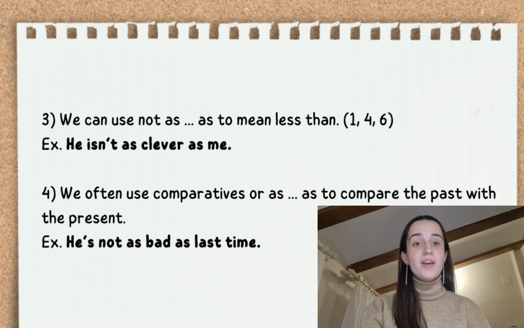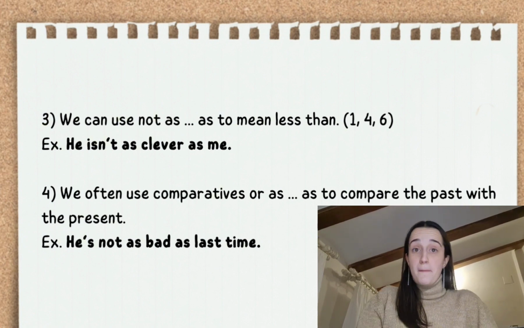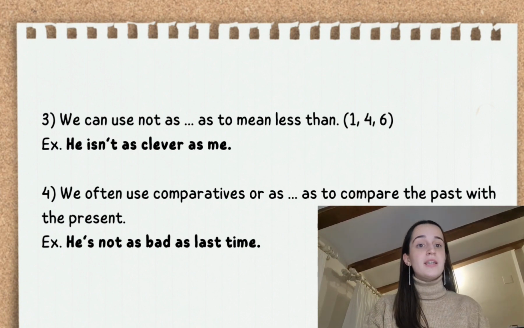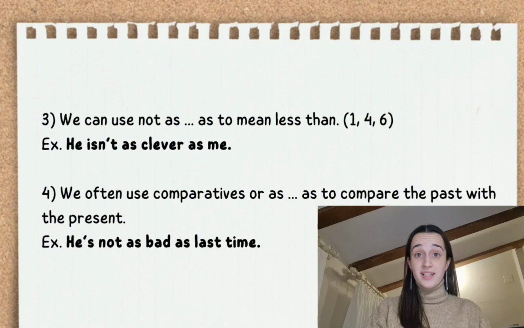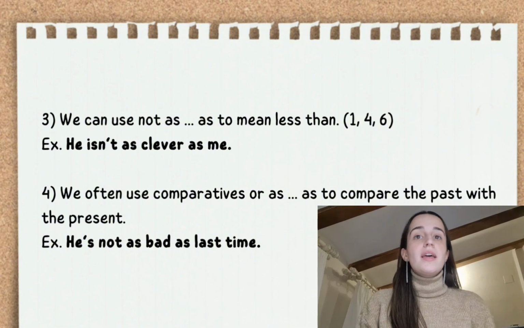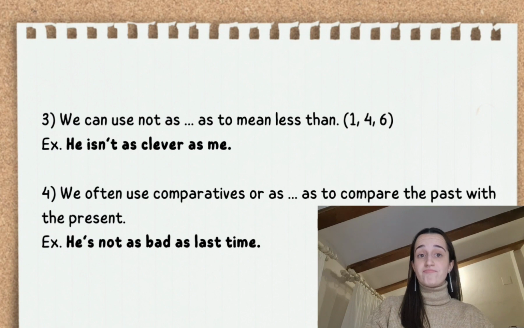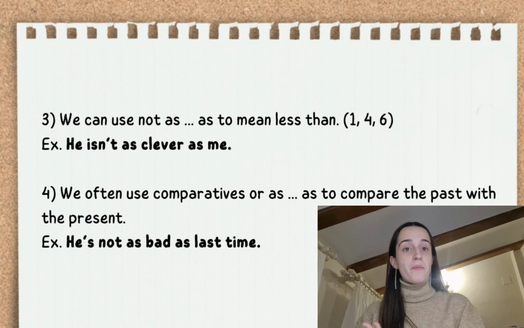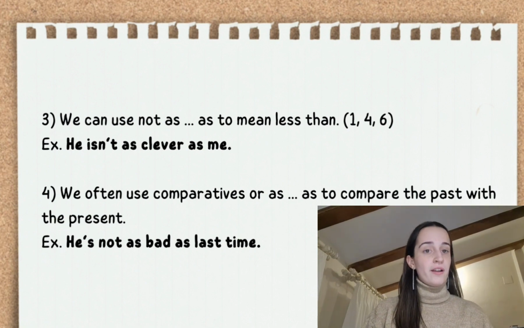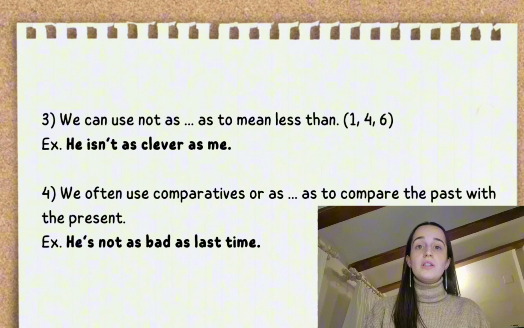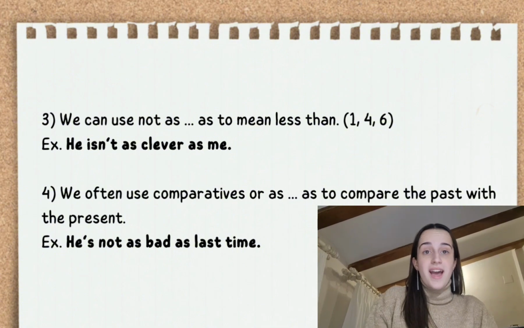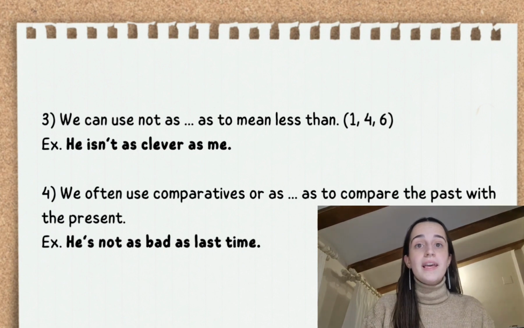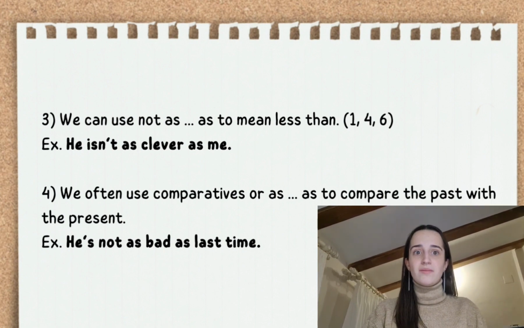The third use is that we can use not as... as to mean less than. This we can see in sentences 1, 4, and 6. For example, he isn't as clever as me. This I saw a few moments ago. And the fourth use is that we often use comparatives or as... as to compare the past with the present. For example, he's not as bad as last time.